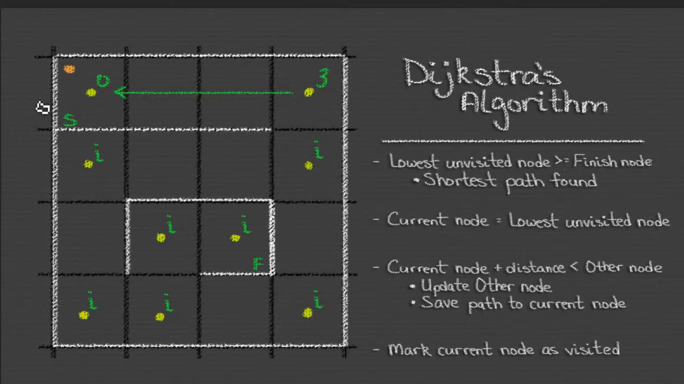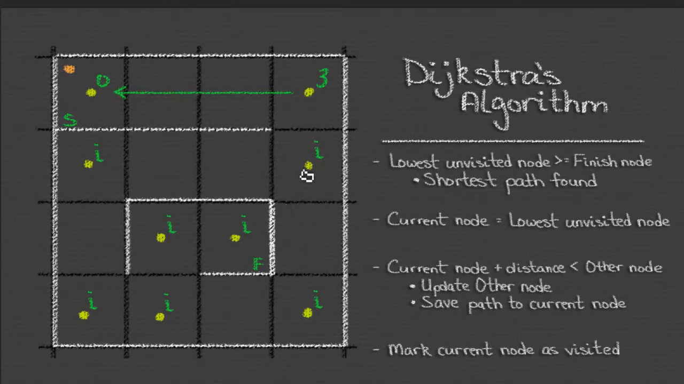Now step 8 is to run through steps 4 through 7 again. So if you're unclear as to what 4 through 7 is, I already wrote them down right here. So we get the lowest number of the unvisited nodes, compare it with infinity. It's not greater than or equal to infinity, so we set this to current.